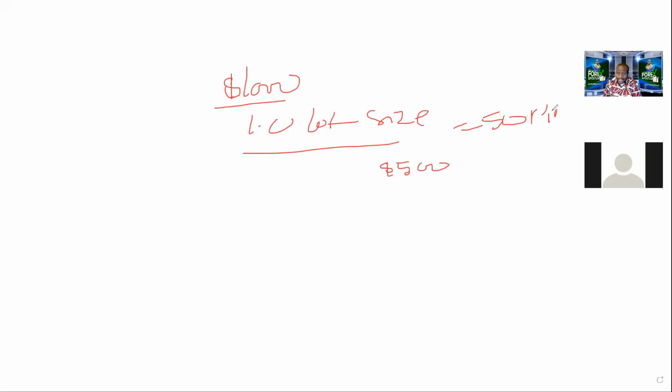Immediately, you will be so excited that, wow, this is cool. But what happens if this trade also goes against you? That will be $1,000 minus $500 immediately. So you don't want to go into that.